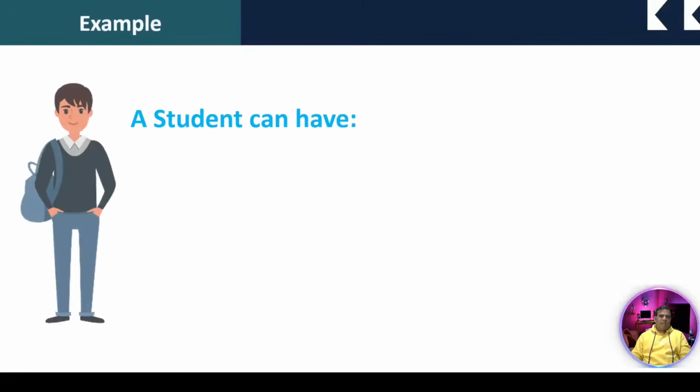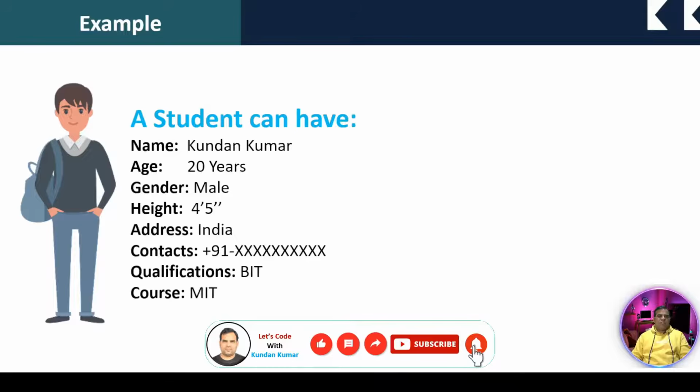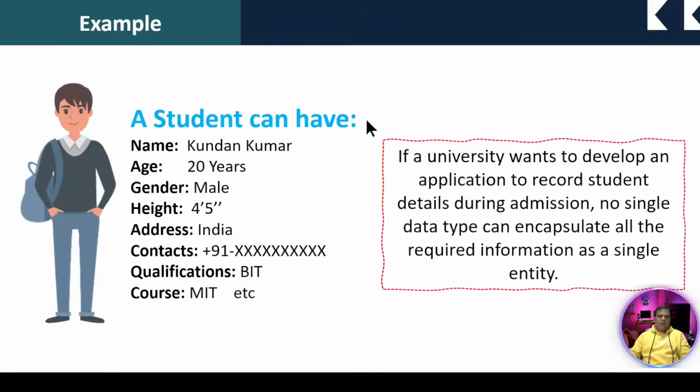Assume we have students, and a student can have name, age, gender, height, address, contacts, qualification, courses, etc. If you are a software developer and you are asked by the university to develop software which can record the student details during admission, no single data type can encapsulate all the required information as a single entity, because in a student you can see there are different attributes, different features. So this can be done using the class.